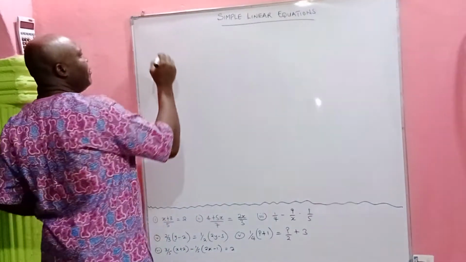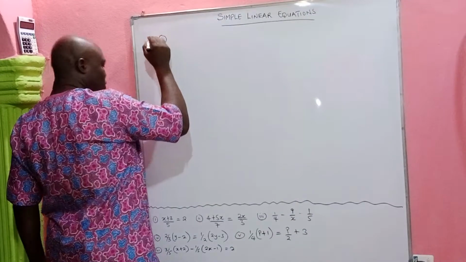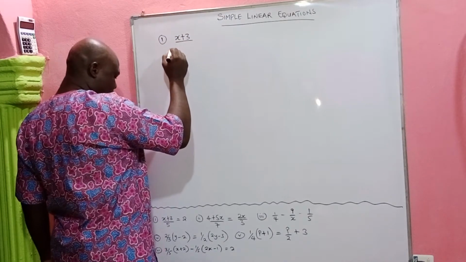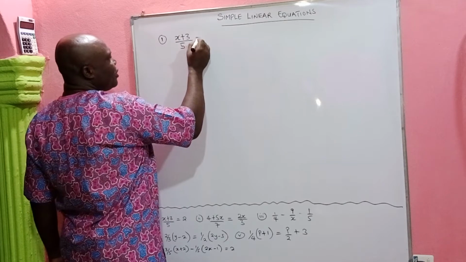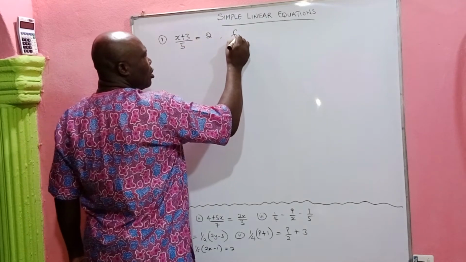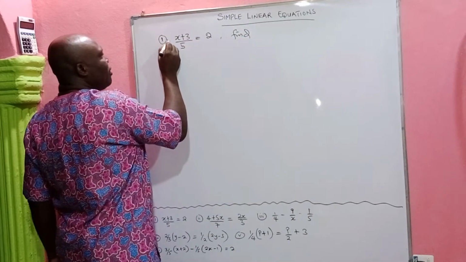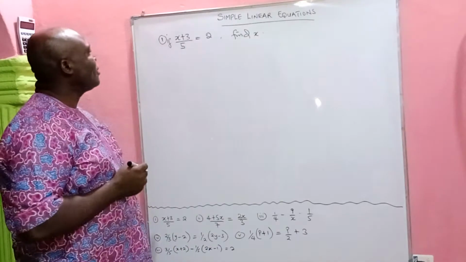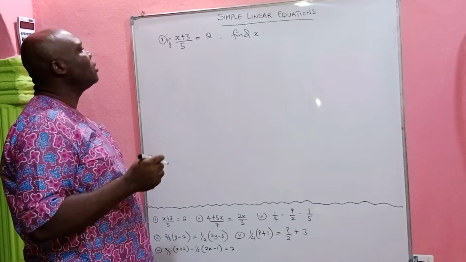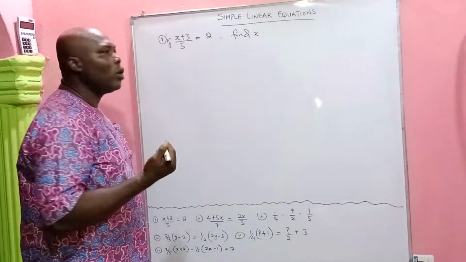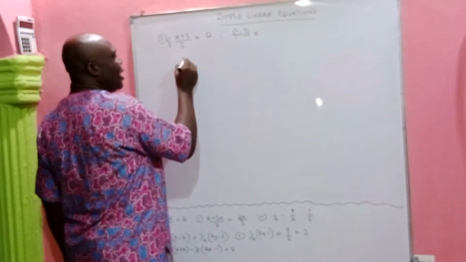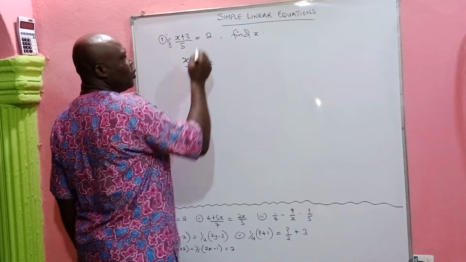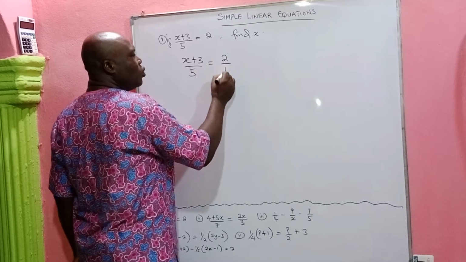Number one, they say given that x plus 3 all over 5 is equal to 2. So we want to find the value of x. If x plus 3 all over 5 is 2, they say we should find the value of x. What do we do? We have x plus 3 all over 5 is equal to, here we only have 2, so that will be 2 over 1.